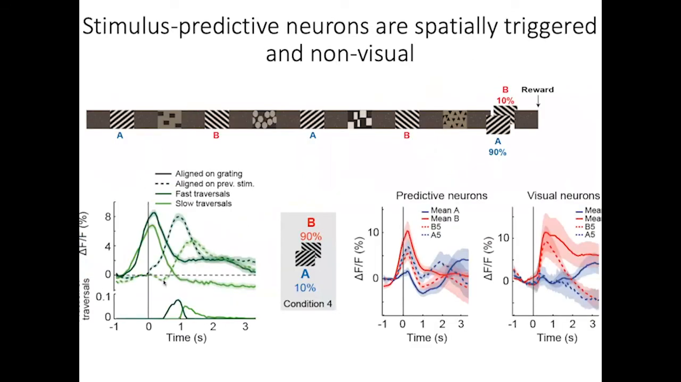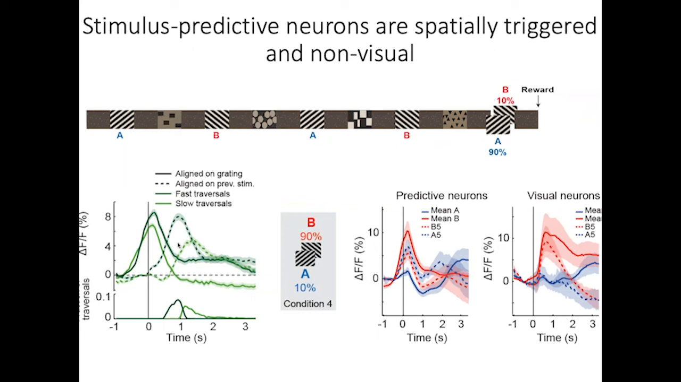the activity to be after the offset of the previous grading, or of the previous stimulus in general, and if it were only temporal, then they would line up, right? If you match for speed, these peaks would coincide. But they don't; they spread out. So you align on previous stimulus and on grading, and you bin traversals by faster and slower.